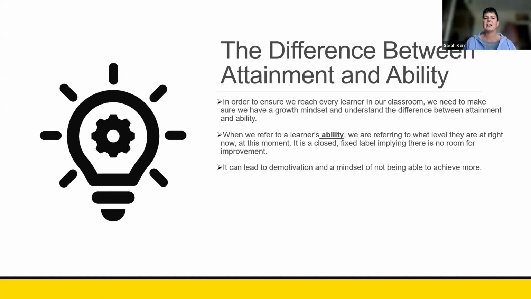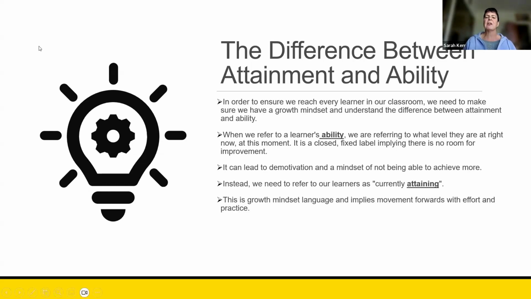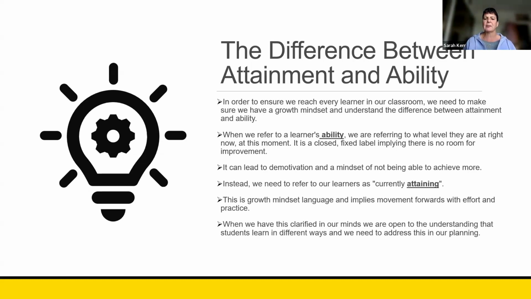So we want to move away from that closed mindset, and we need to refer to our students as currently attaining. This is a growth mindset attitude and a growth mindset term, and it implies that our students have the ability and capability to move forwards with effort, with practice, and with support from ourselves. So when we talk about our students' attainment, we need to have this open attitude, this growth mindset, to know that our students learn in different ways, and we need to address that in our planning.